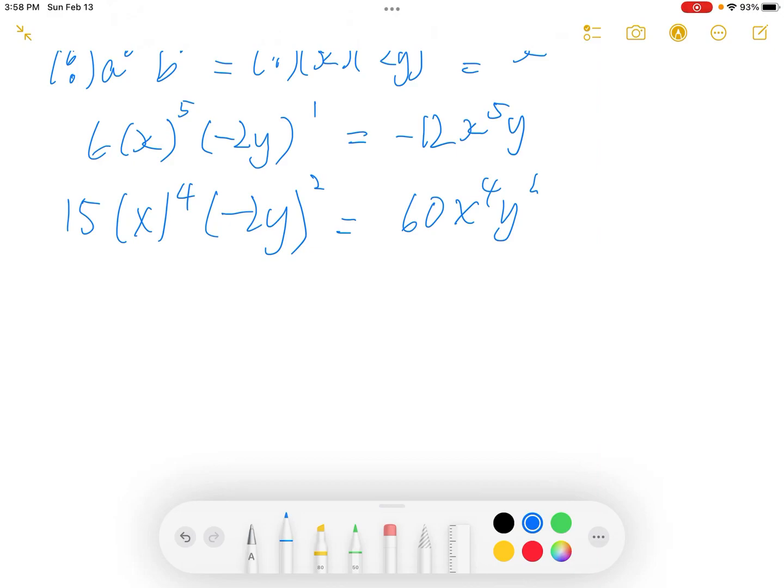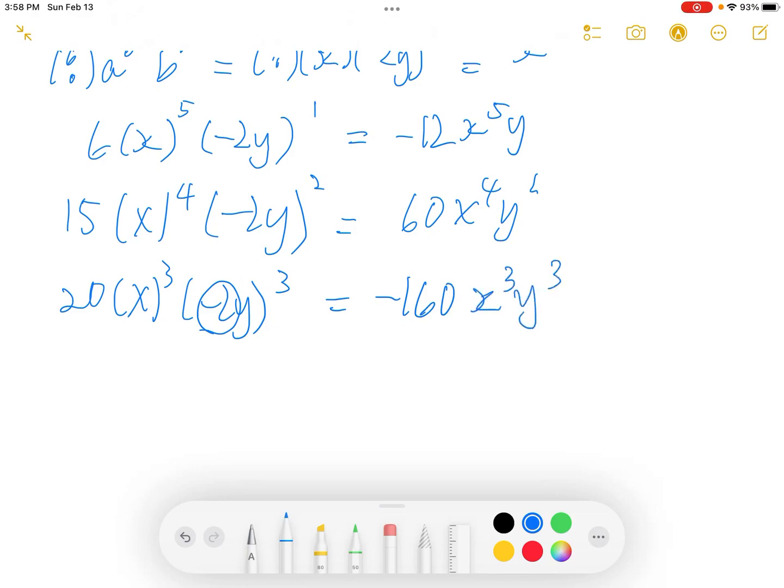And then the fourth term, we have 6 choose 3. So this is 20x cubed, negative 2y cubed. And over here, 2 cubed is 8. So we have 20 times 8, which is a negative 160x cubed y cubed.